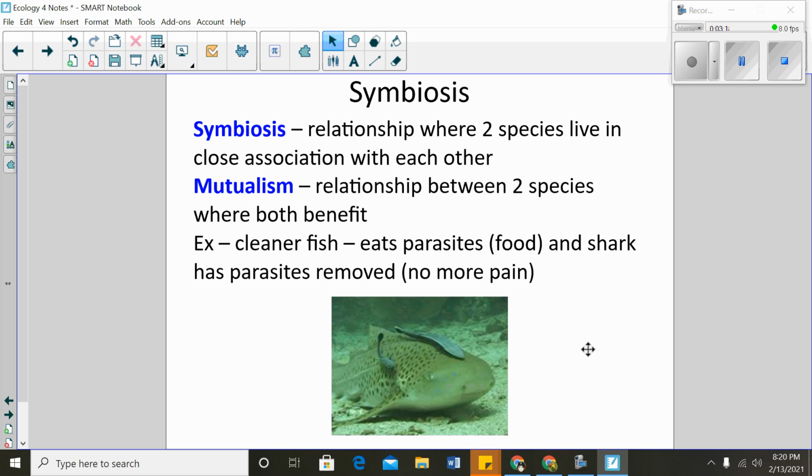A good example is this cleaner fish that you see here in this image. The cleaner fish is the fish on top of the bottom one. The cleaner fish is eating the parasites off the bottom fish. So the cleaner fish is getting food, and the shark underneath it is getting its parasites removed. It's happy to have those cleaner fish on it. One gets food, and the other gets parasites removed, so the pain is gone. Kind of neat. That's called mutualism. Both are happy.